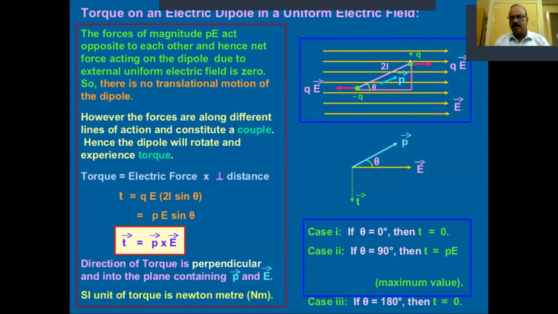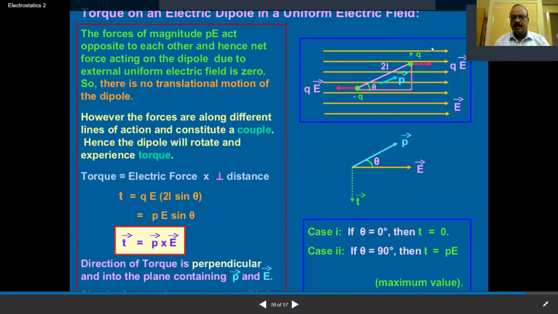How can you represent a uniform electric field? Here we are observing parallel equidistant electric field lines. Parallel means their directions are the same, and equidistant means the intensity everywhere in this region is the same. Now one dipole whose dipole moment is P is placed in this uniform electric field.